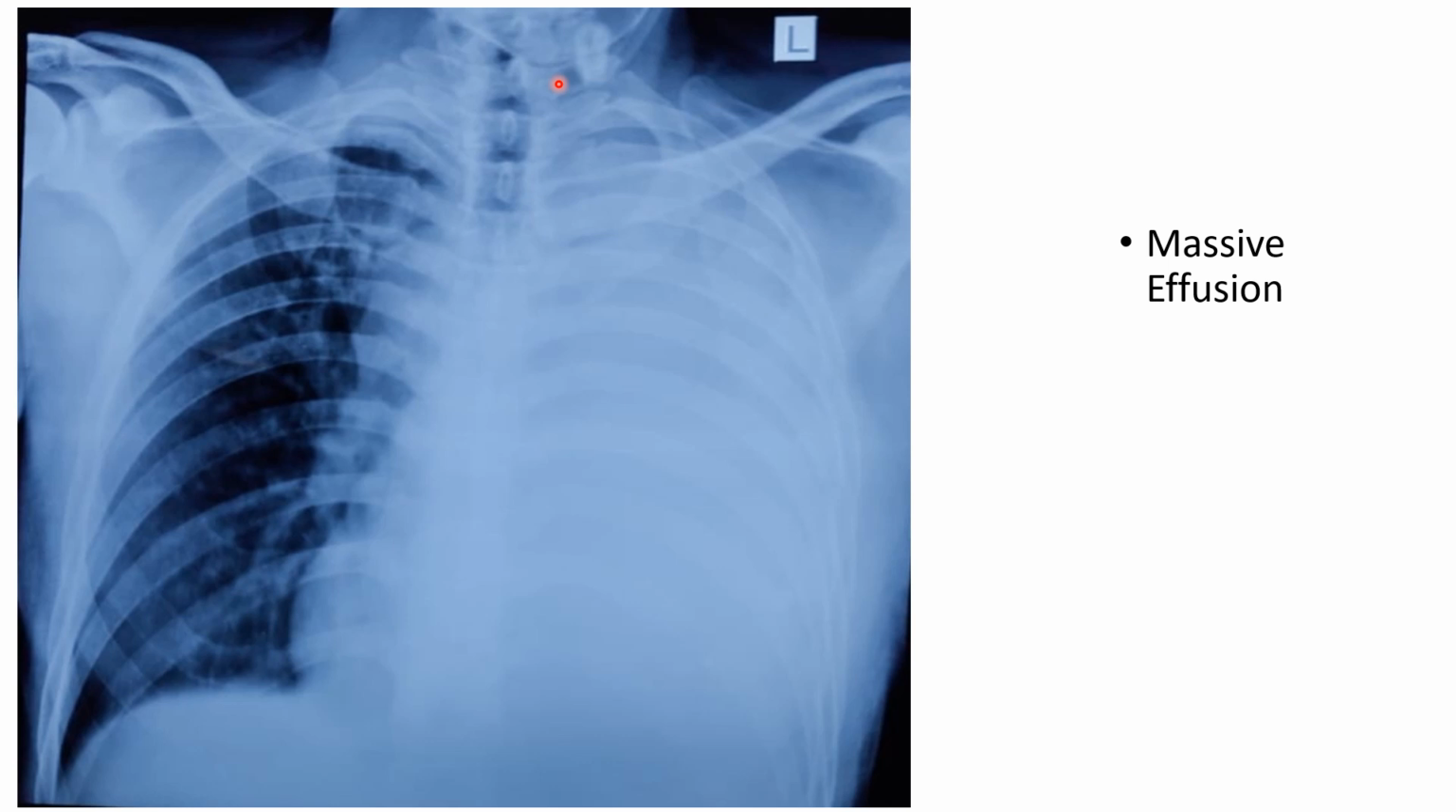In this X-ray, again, you're seeing a complete whiteout. This is the typical whiteout that we discussed initially, the whiteout of the left hemithorax, and then you have a normal lung here. You see the trachea slightly shifted to the right side, and the mediastinum is also shifted to the opposite side. So this again indicates a massive effusion.